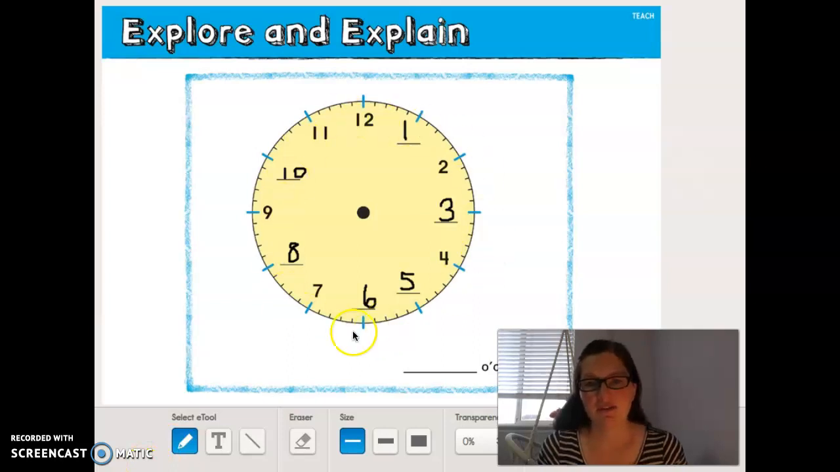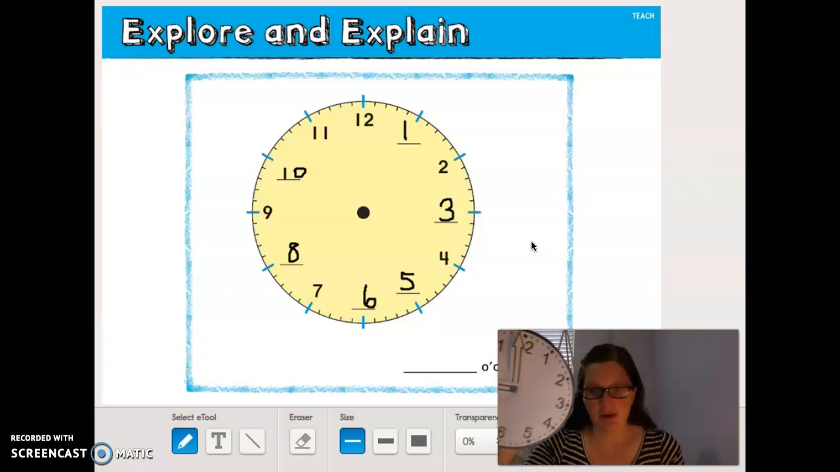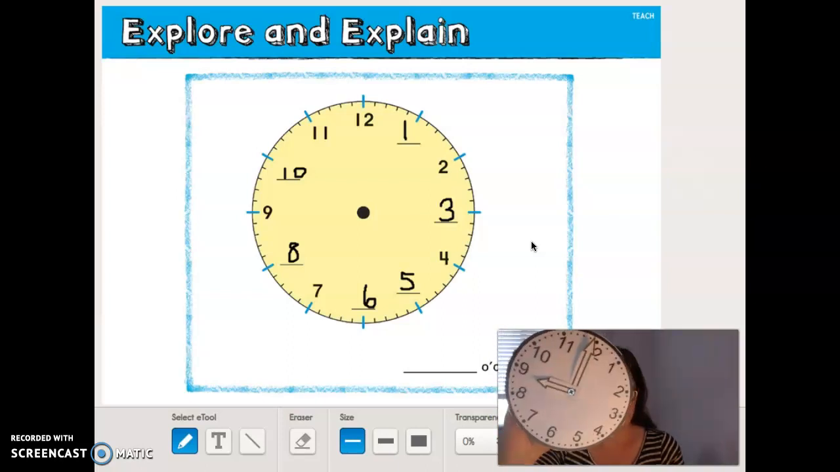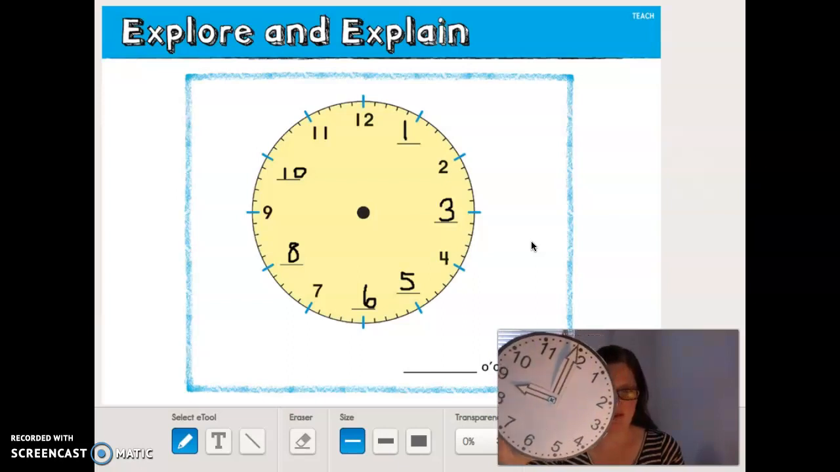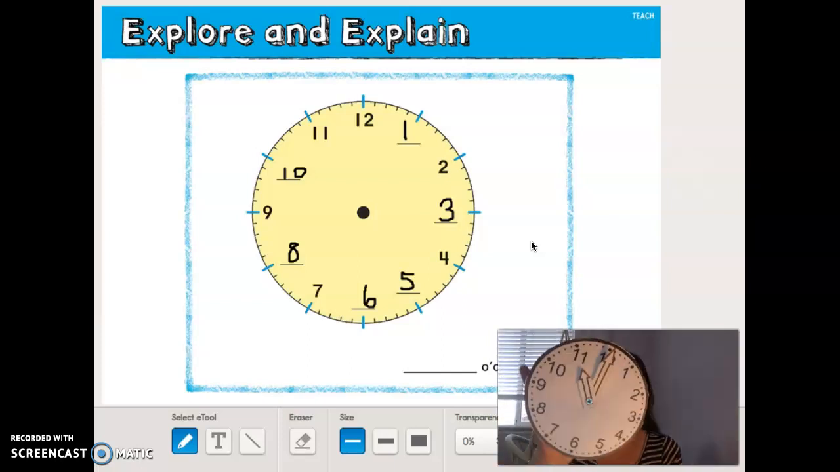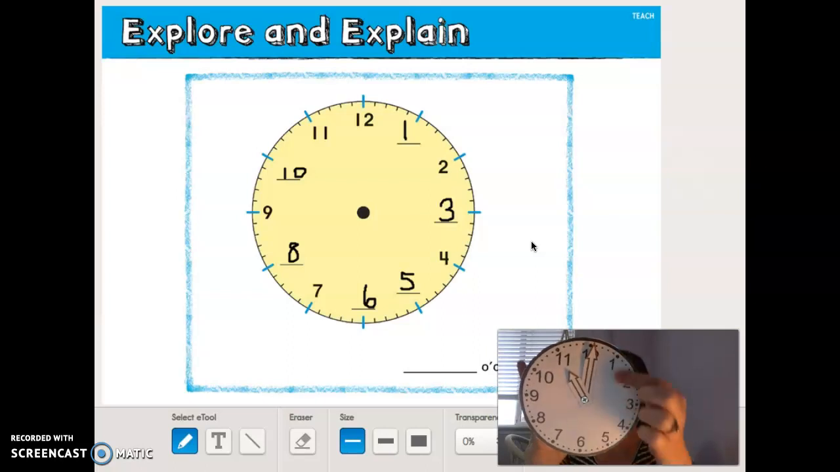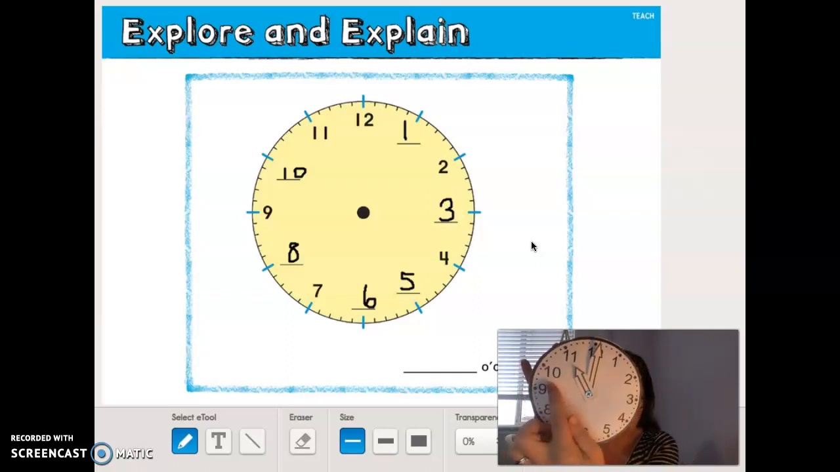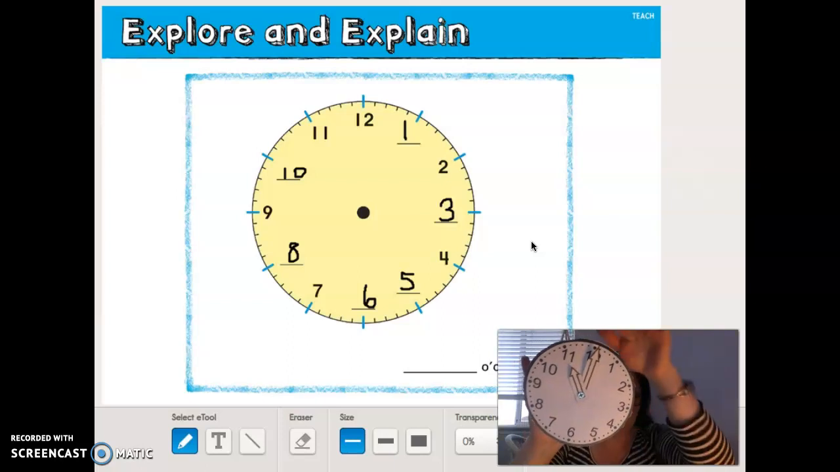Alright, so once we have those filled in, we are going to make a time on here. So I want you to take your paper clock, and I want you to practice making a couple of different times. So the first time I want you to make for me, let's make 11 o'clock. So you're going to move your clock to show 11 o'clock, and I will move mine. Okay, so let's do a quick check. 11 o'clock means our hour hand, the short one, is pointing to 11. Hey, 11's over here. And the minute hand is pointing up to the 12.